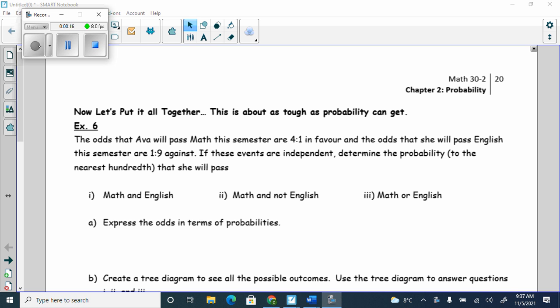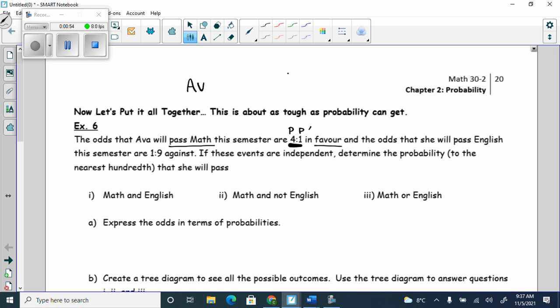Okay. So when we see questions like this, we have to set them up in a specific way, and then the question is really, really easy. So let's look at this. It says, the odds that Ava will pass math this semester are 4 to 1 in favor. Let's make a probability out of that. 4 to 1 in favor of passing math. So which one of those is passing? The 4, because in favor comes first, and this one is not passing.